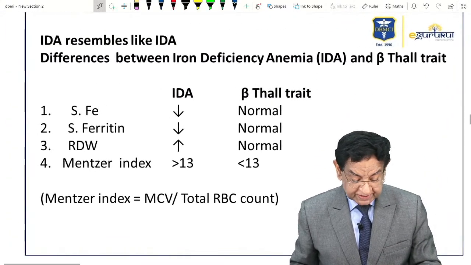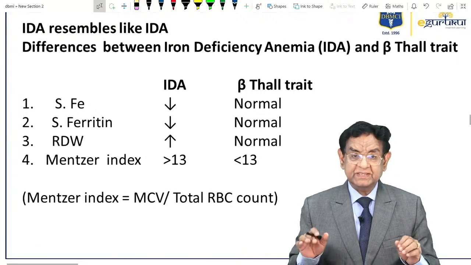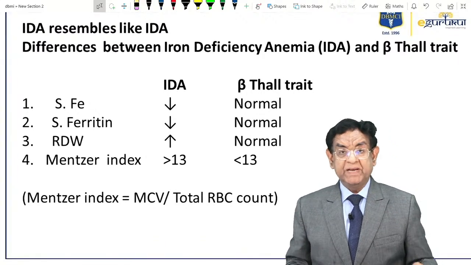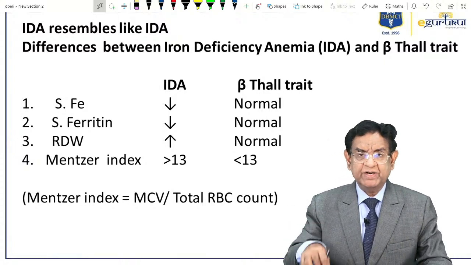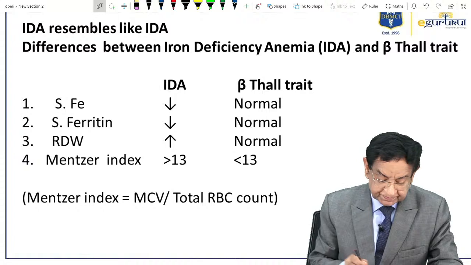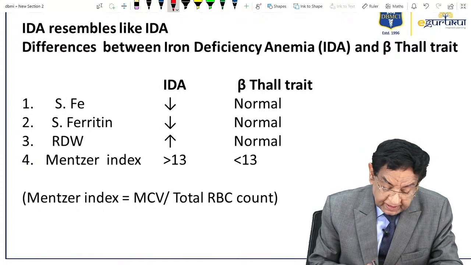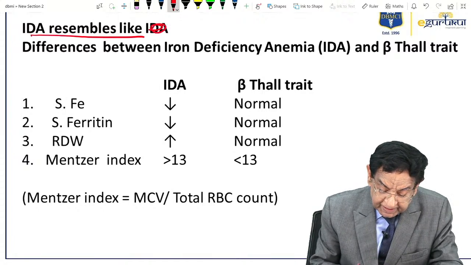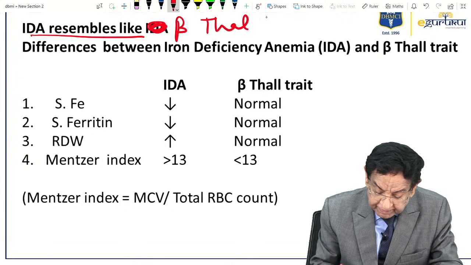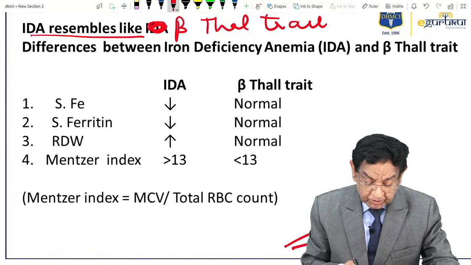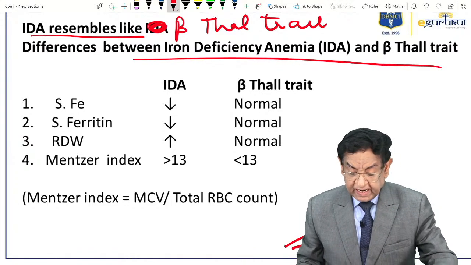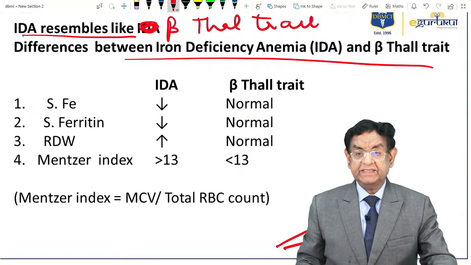Now the final thing. This is the slide I'm showing you worth $1 million, and from every exam in the world, you'll be getting one question from this. What is this? Iron deficiency resembling beta thalassemia trait. So what are the differences between iron deficiency anemia and beta thalassemia trait?